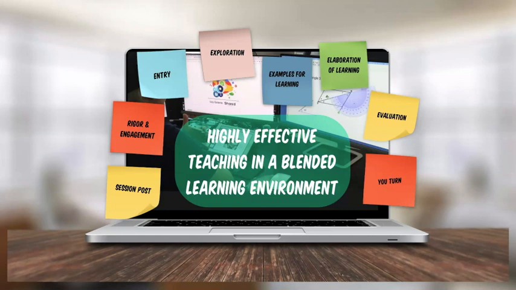And when we think about blended learning environments, we're saying that it's the connection between online instruction and in-person instruction, and how to navigate through both of those modes of instruction and delivery. But really, it's all about highly effective teaching in any learning environment.